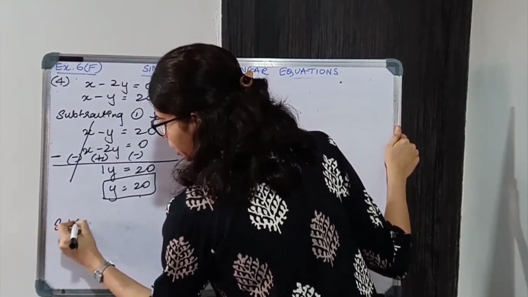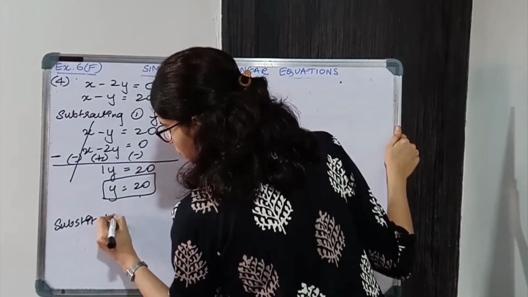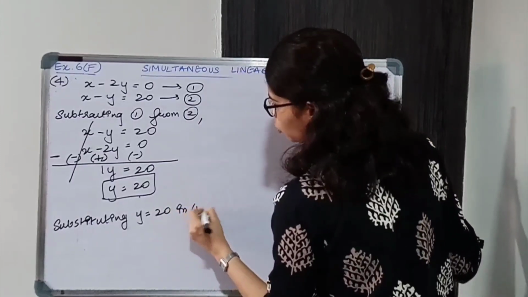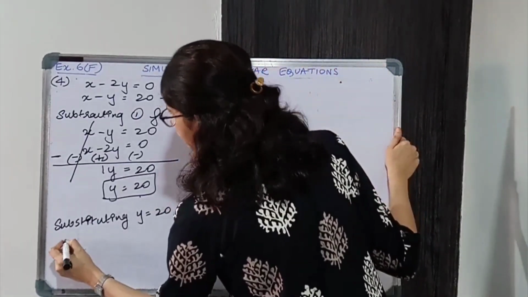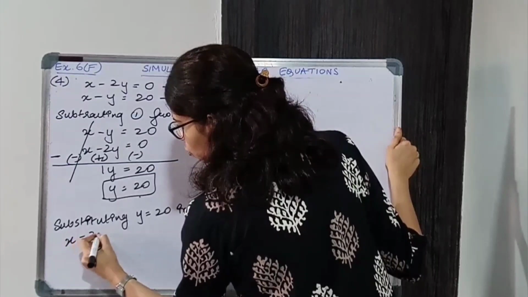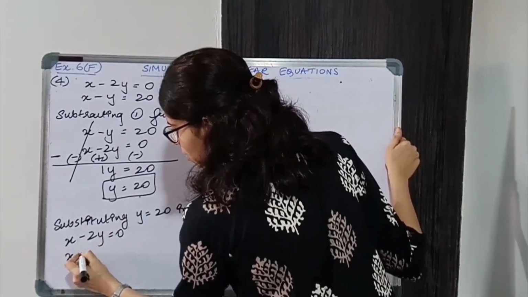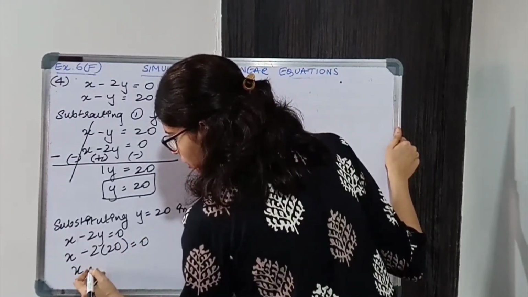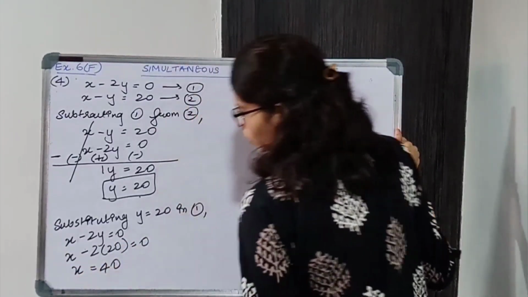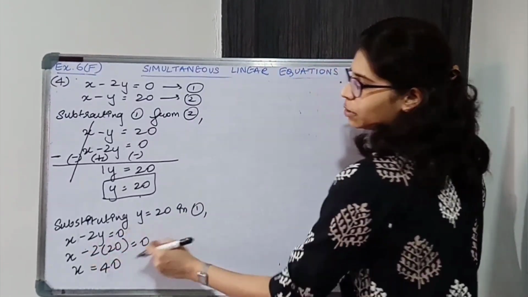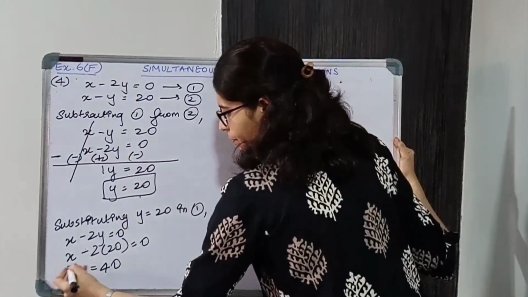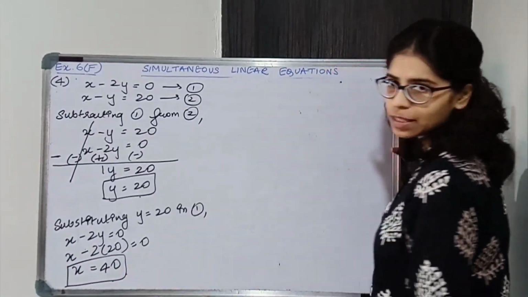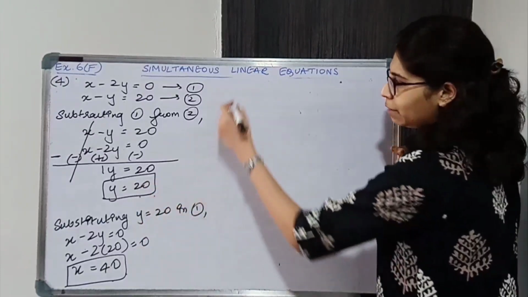Now substituting y equal to 20 in 1 or 2, any of the two you can substitute. So in 1, x minus 2y is equal to 0, that is x minus 2 into 20 is equal to 0. So x is equal to 40. 2 20s are 40, so minus 40 becomes plus 40 when you shift it over here. So x is 40. Box the value of x. Also box the value of y.